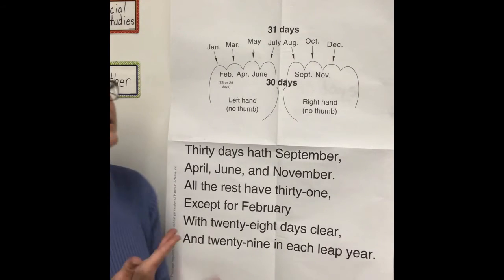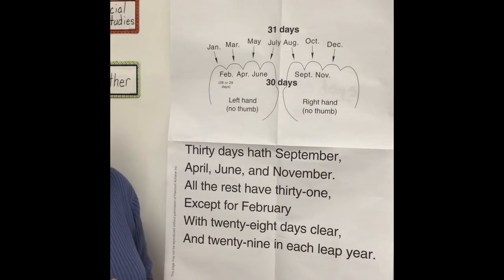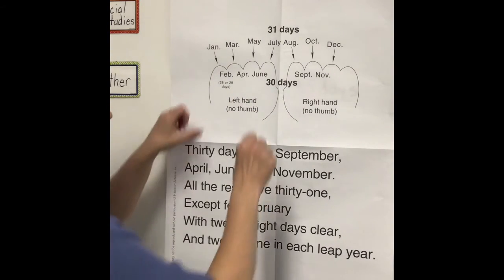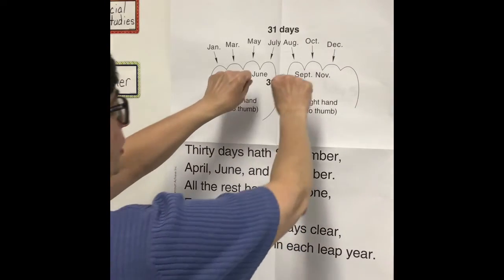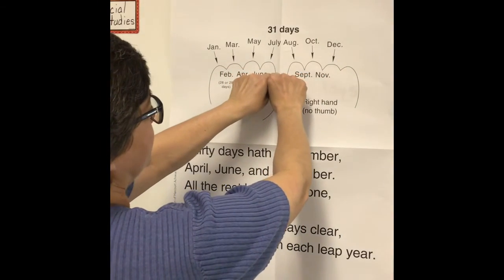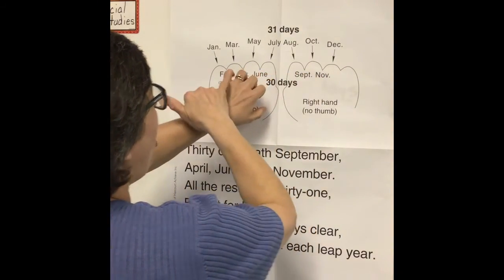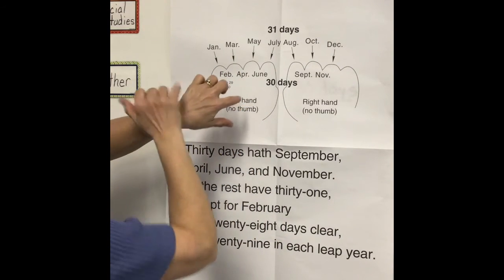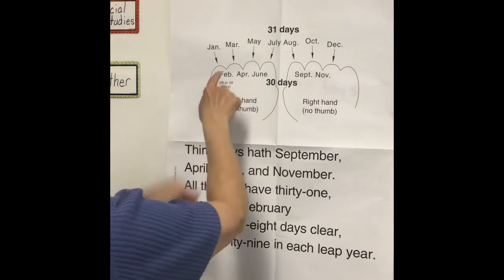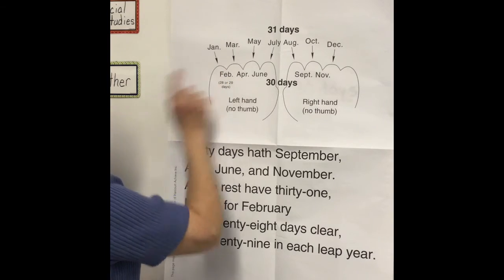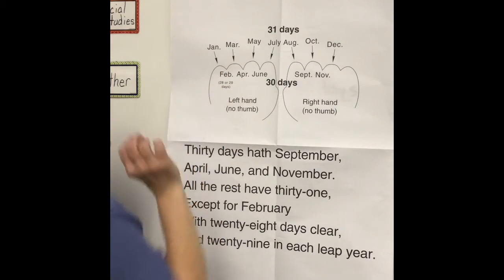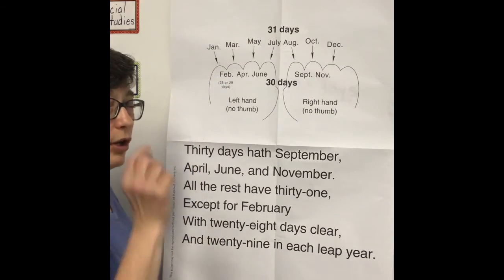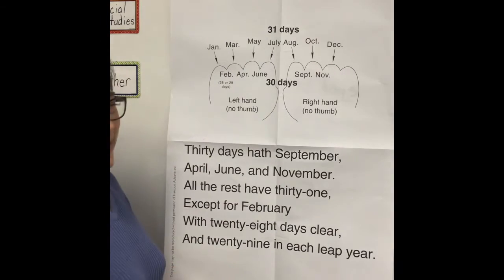Okay? So when I was a kid, we had to memorize that poem. There's an easier way though. If you look up on top, okay? Put your hands together like this. So pretend these are your hands together. Okay? On your knuckle, where your knuckle is. Okay, so here's our knuckle. Those are the days that would have 31. So those would be the months that have 31 days in them.